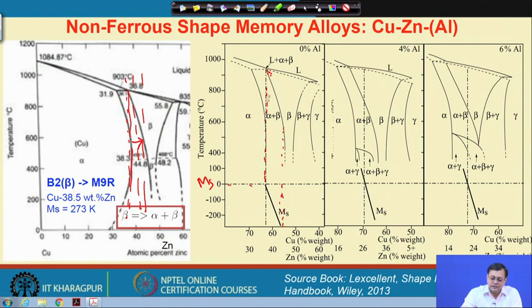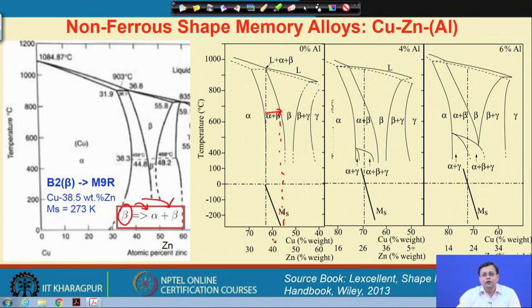And for a particular such composition, I get a very small fraction of beta and mostly I have alpha. That is also another problem, because there is a transformation in this temperature range where beta will transform into alpha plus beta, and the composition of beta will be shifted to the right hand side, okay, and for that beta there will be no transformation at all.